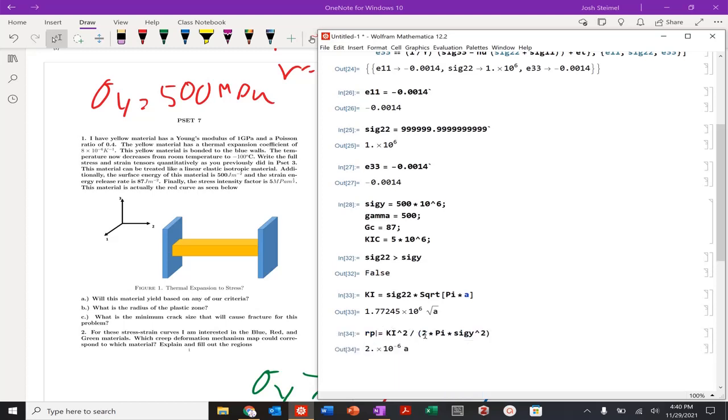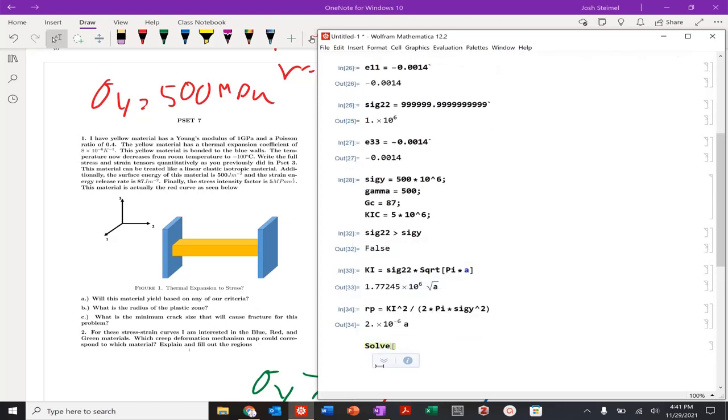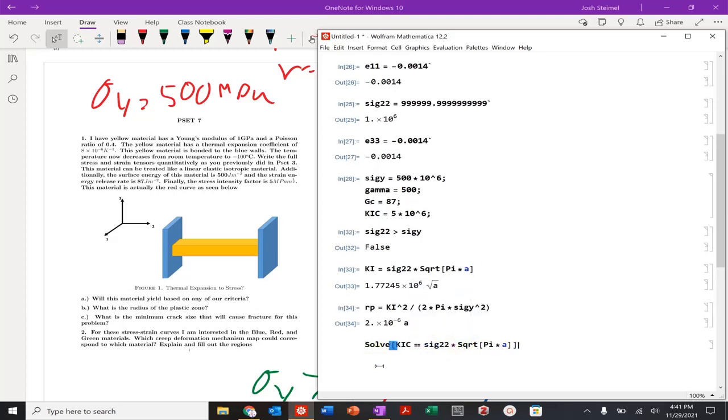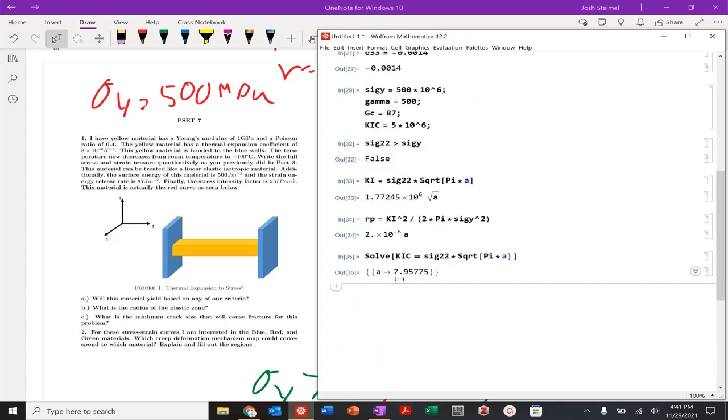So this would be my radius of my plastic zone given some initial crack size. What is the minimum crack size that will cause fracture for this problem? I could solve that using, and you could actually use quite a variety here. K1C is set equal to f, which is just going to be sigma22 times square root of pi times a. We could contrast these answers, so that's a pretty big crack size for that value. Again, we're not yielding the material.